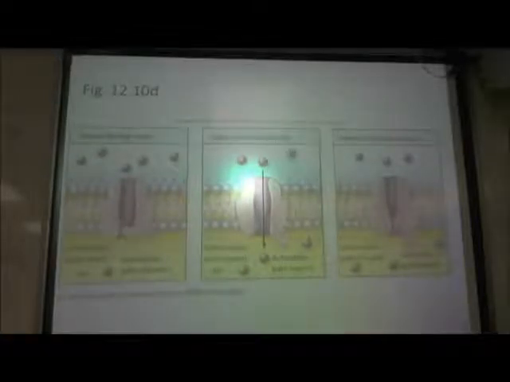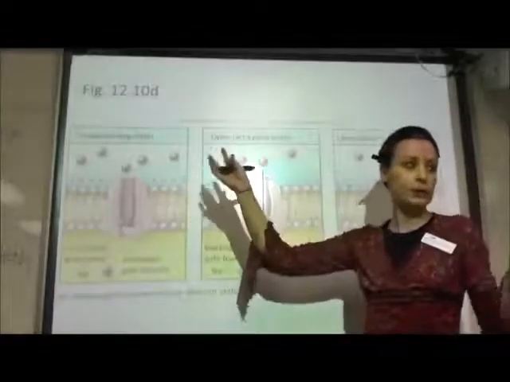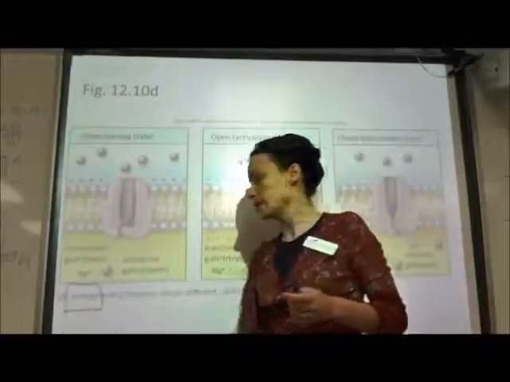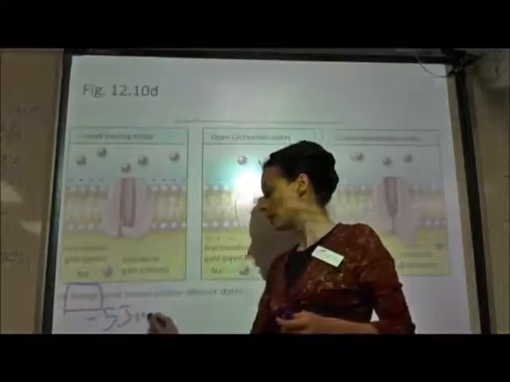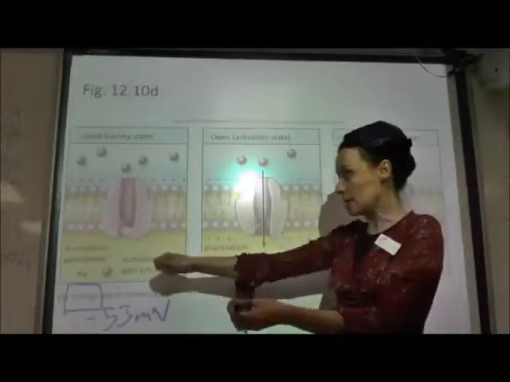Other types of channels that are going to be important are the voltage-gated channels. We talked about these before, but we didn't talk about the specifics. So now we need to talk about the specifics. Voltage-gated channels exist in 3 different states. They have a closed resting state where they're just waiting to be stimulated. And the stimulus that's going to open them is a specific voltage, specifically negative 55 millivolts. That is the threshold that opens them. So that's the key that opens the door.